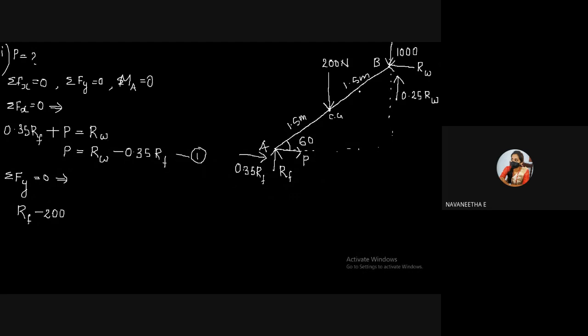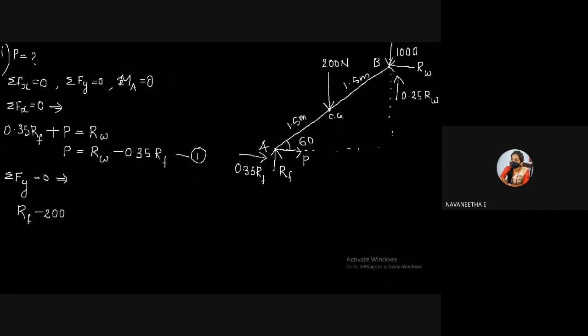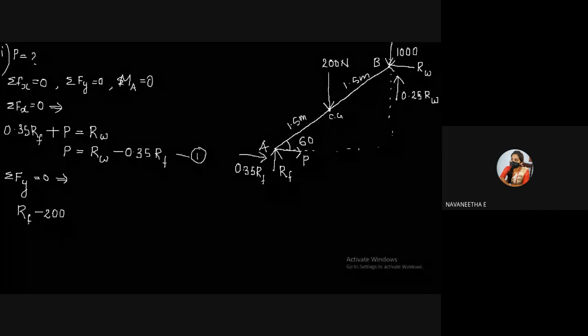When we move to point B, there are two forces acting in the y direction: 1000 and 0.25 RW. The 1000 Newton is acting in the downward direction, so it is negative. And the 0.25 RW is acting in the upward direction, so it is positive. So RF minus 200 minus 1000 plus 0.25 RW equal to 0.